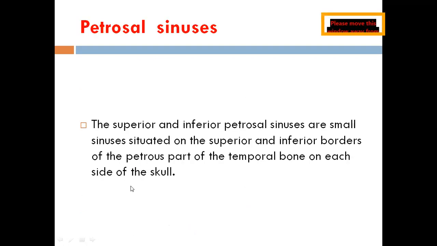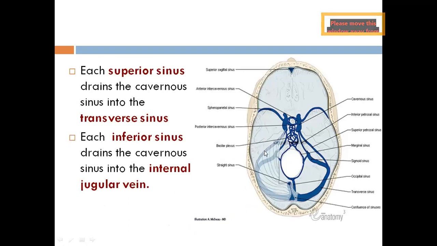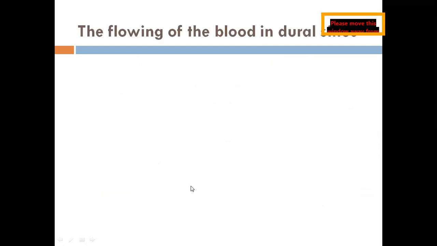Now, apart from this, we also have the petrosal sinuses. The superior and inferior petrosal sinuses are small sinuses situated on the superior and inferior borders of the petrous part of the temporal bone on each side of the skull. This is the superior petrosal sinus and this is the inferior petrosal sinus. The superior petrosal sinus drains the cavernous sinus into the transverse sinus. The inferior petrosal sinus drains the cavernous sinus into the internal jugular vein.